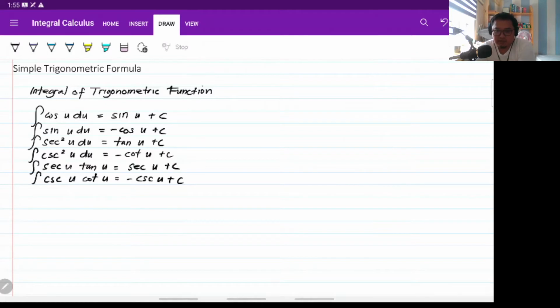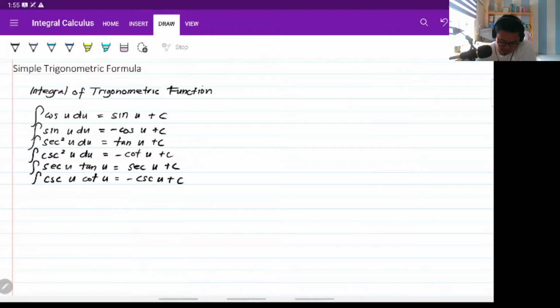Hello, good day. So, welcome again to our subject, Integral Calculus. We will discuss today another topic, simple trigonometric formula. Now, we have given this integral of trigonometric function.